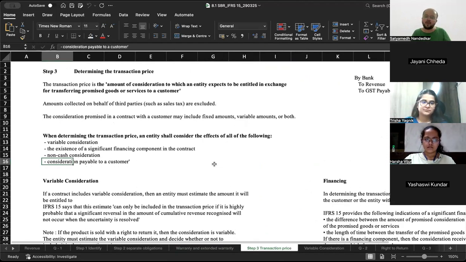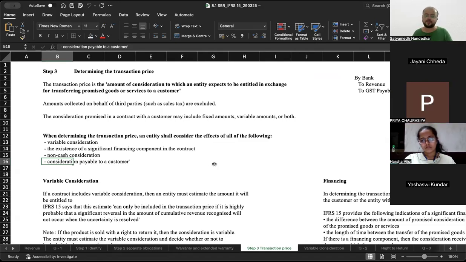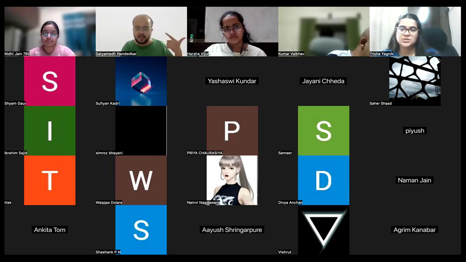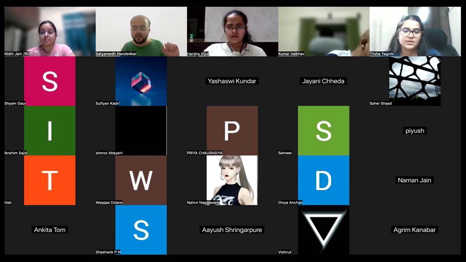Transaction price is the amount of consideration which the entity expects to be entitled in exchange for transferring promised goods or services to a customer. Consideration is something in return, something in exchange of providing the goods or services. Now, if you remember, there are four aspects of consideration or transaction price that are there in your SBR syllabus. What are these four? One is variable consideration. Second one is significant financing component. Then non-cash consideration and consideration payable to customer.